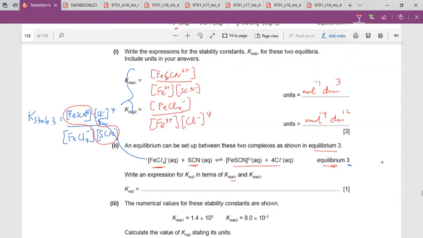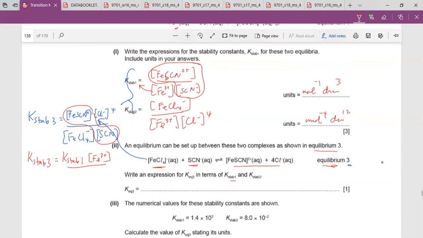This part is actually this part. Is it? Yeah. Okay. So you put this up here, right? You put this up here, you get K step. It's all substitution, it's all mathematics. Okay. Equals to K step 1 times Fe3+ over.